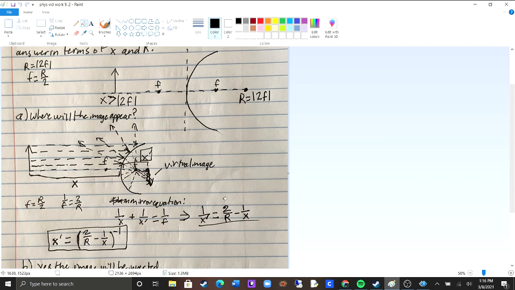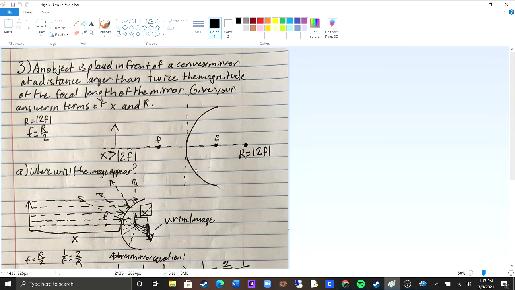And then we can exponentiate both sides by negative 1, so we get that x prime equals (2 over r minus 1 over x) to the negative first power, which is the distance between the mirror and the virtual image.